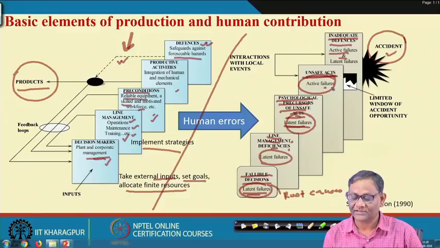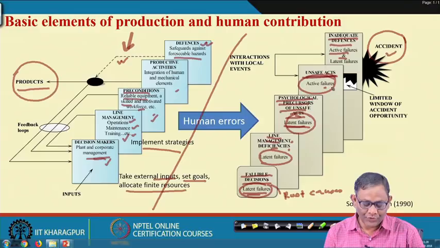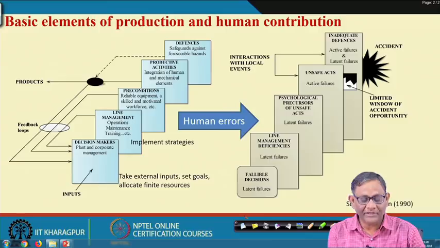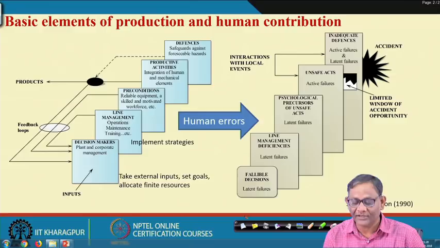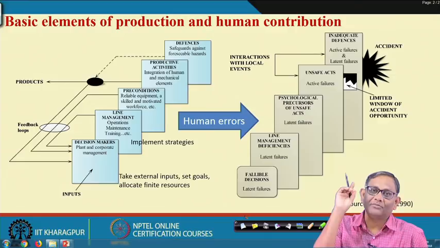Okay. So, if this is the case, that means it basically proposes a hypothesis like this: any production system, whatever may be the level of protection, there can be chances of accident, and those accidents can be related to human problems or human errors, and those humans are not necessarily at the worker level, even up to the decision maker level.